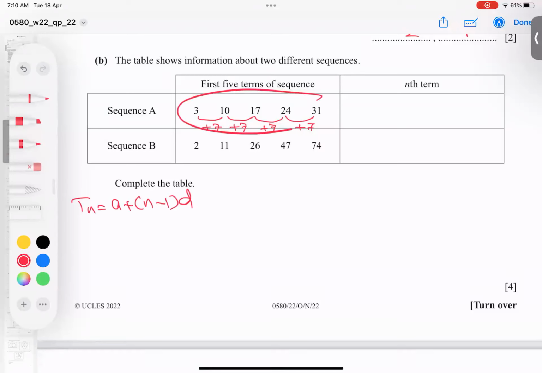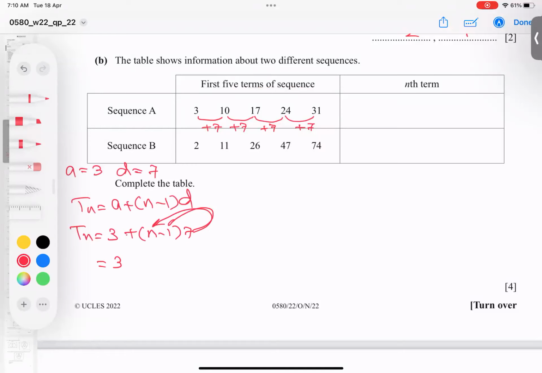In this sequence, what is the first term? 3. So a is equals to 3, and the common difference is 7. So plug in this formula. 3 comes in the place of a, n as it is, and d is 7. So when I solve it, 7 multiplies with n, 7 multiplies with 1. So I get 7n and -7. And finally 7n as it is, and 3 minus 7 gives you -4.